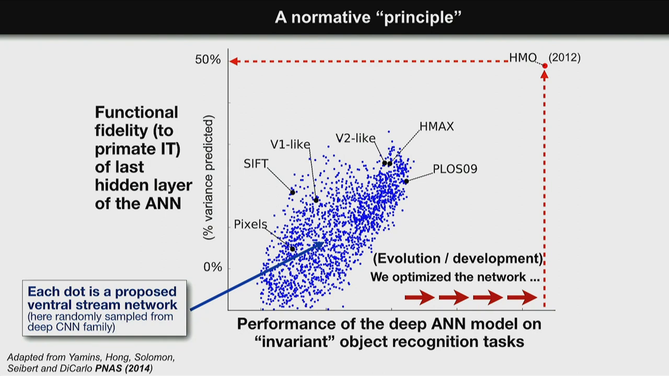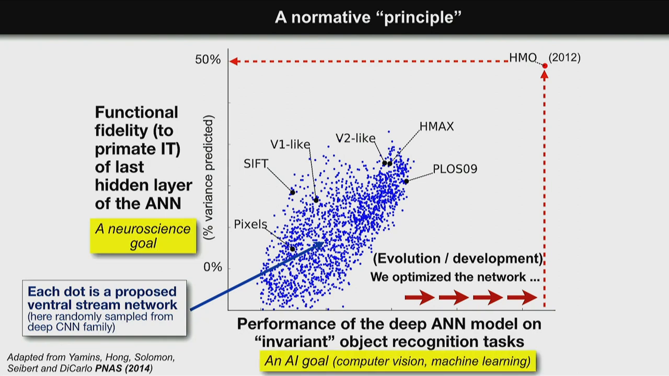That was kind of a strategy. So you have an AI goal. Computer vision and machine learning want to do this, and neuroscience wants to do this, and look, our goals are now connected. One goal drives the other, or maybe we do this and then that comes out. So this is a big picture view you might want to have from this.